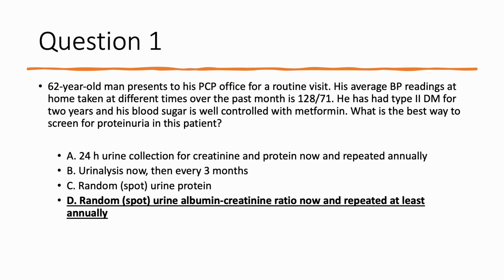If we have a problem, we're treating someone with an ACE or an ARB, then we are going to check this spot test more often. Sometimes if you have heavy proteinuria, someone with lupus, etc., sometimes we do a 24-hour urine collection just one time as a reference point, and then we follow with spot urine, albumin or protein and creatinine. So no one does annual 24-hour urine collections anymore. So this is why D is the best answer.